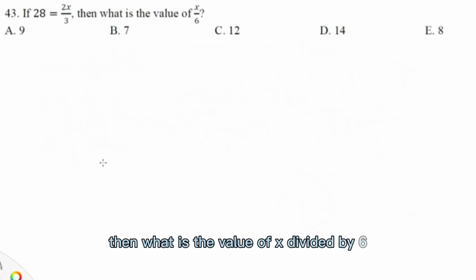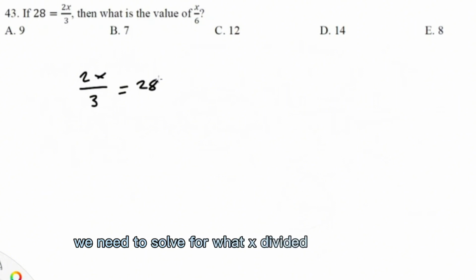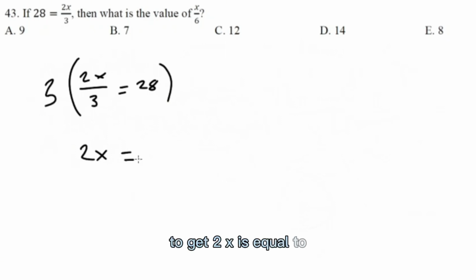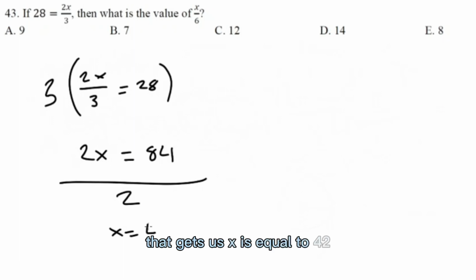Next, if 28 is equal to 2x divided by 3, then what is the value of x divided by 6? Alright, so first we need to solve for x. So if 2x divided by 3 is equal to 28, we need to solve for what x divided by 6 is. Alright, so first we need to get rid of the denominator. So we can multiply both sides of the equation by 3 to get 2x is equal to 84. Alright, now we just divide both sides by 2 to get rid of this coefficient. That gets us x is equal to 42.